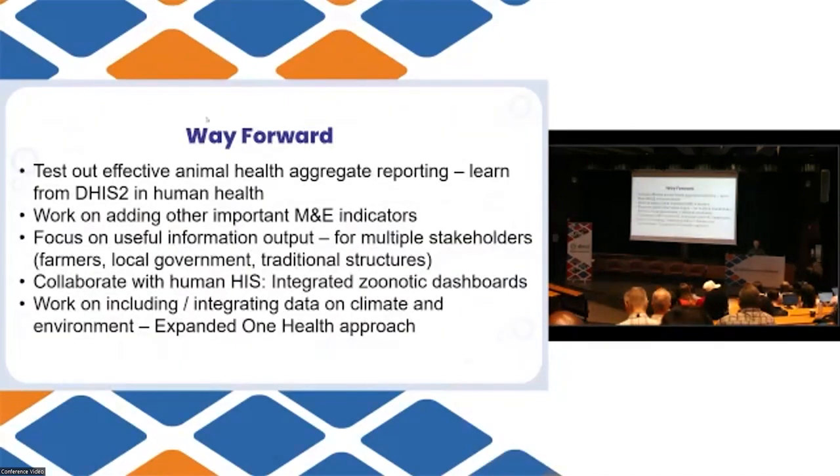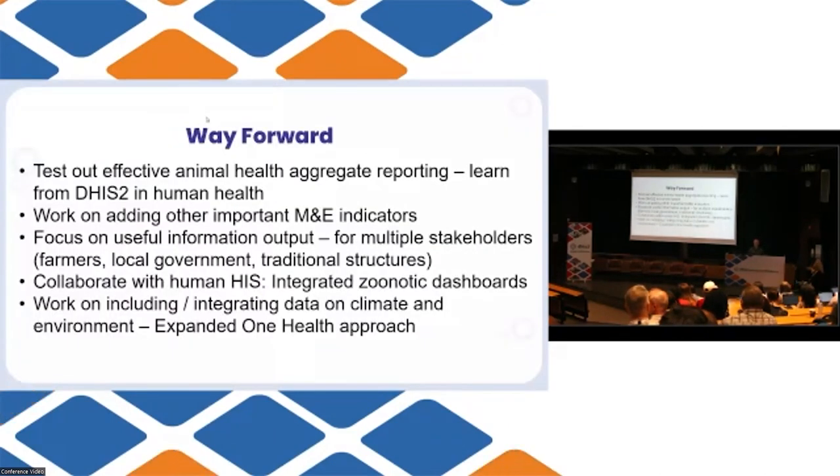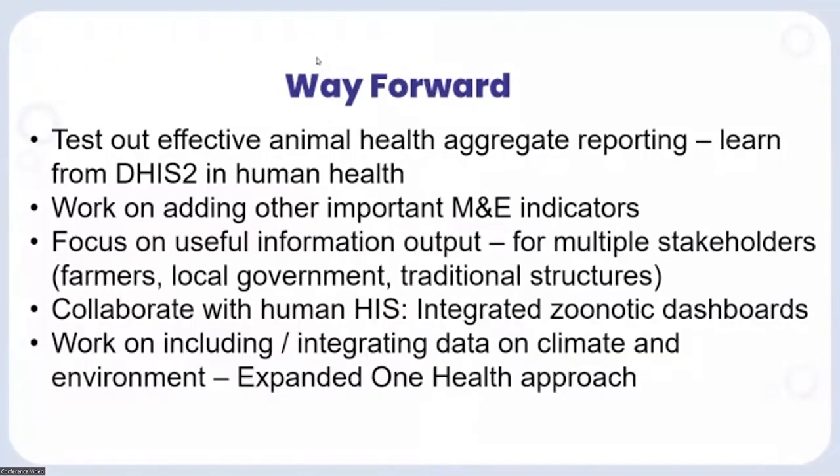If you look at the way forward, it is important to test out generally this aggregate health reporting. Something we have found out is very important is to make the system more generally useful for the agriculture sector, for the animal health sector, and to include also other M&E indicators that might be important and increase the usability for those who are interested in animal health, so that you get a stronger animal health system in order to integrate it well with the human health. So making information output for multiple stakeholders, farmers, local government, traditional structures, etc. is important. And to collaborate with the human health on the zoonotic dashboards, that's obvious.